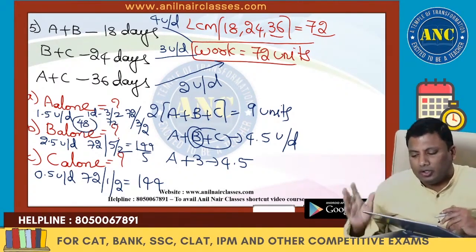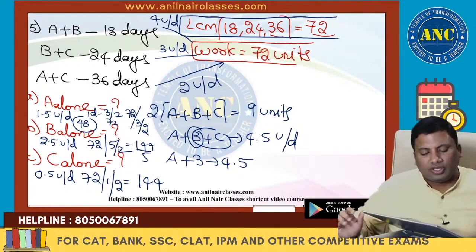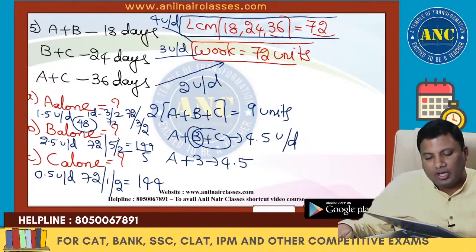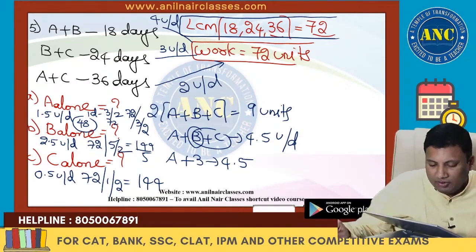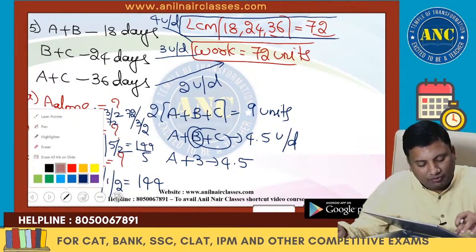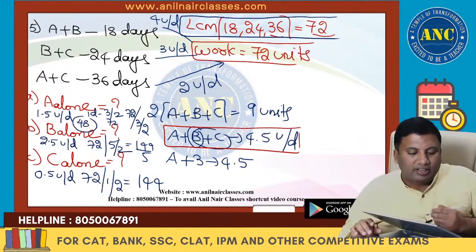Convert days into units per day. That is the only logic, sir. Basic questions. LCM of 18, 24, 36 is 72. A plus B will do 4 units per day, B plus C 3 units, A plus C 2 units. Adding, 2 into A plus B plus C is 9. So A plus B plus C in 1 day is 4.5 units per day.